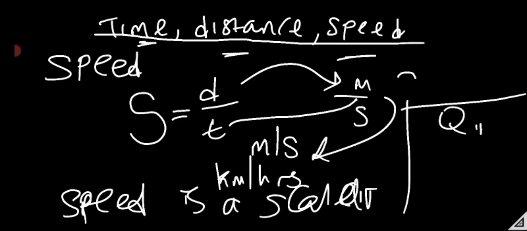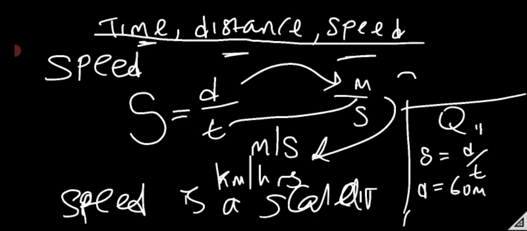Let's say a boy covers a distance of 60 meters in 1 minute. Calculate the speed. So speed is equal to distance over time, right? So when you hear 60 meters, it means that the distance is what?